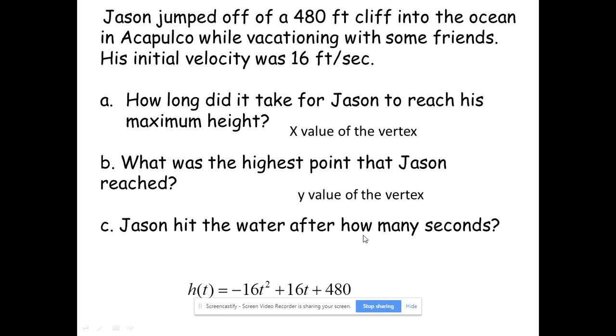And Jason hit the water after how many seconds? So now they're asking you for the x-intercept. And that's pretty much it.